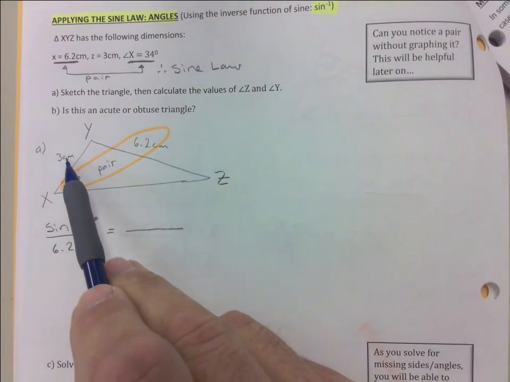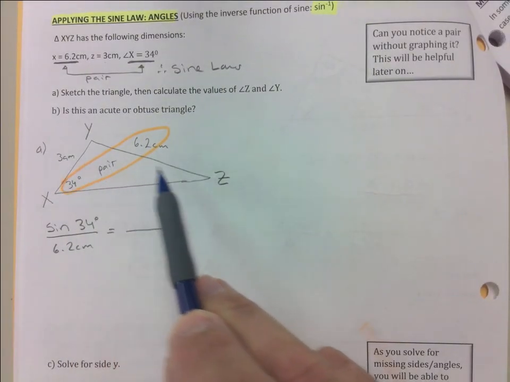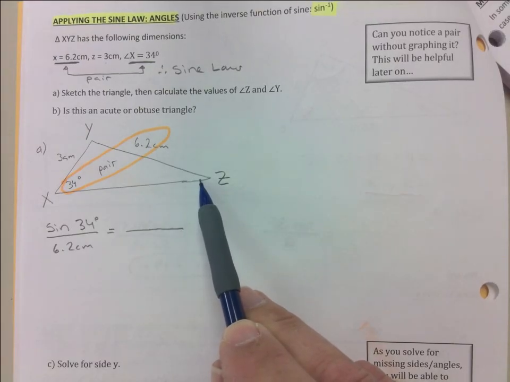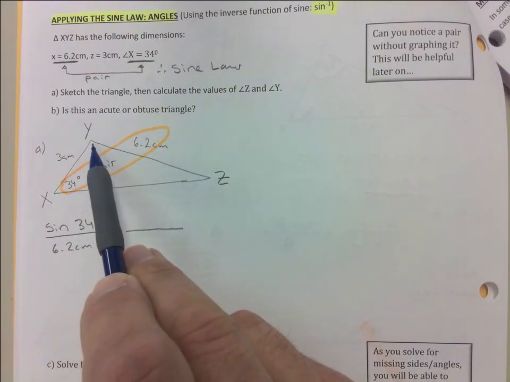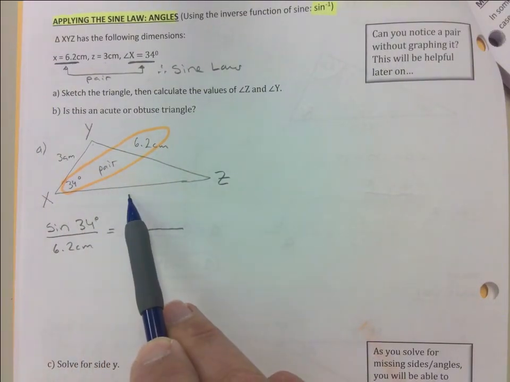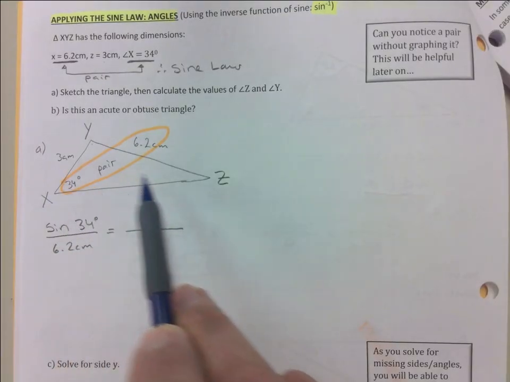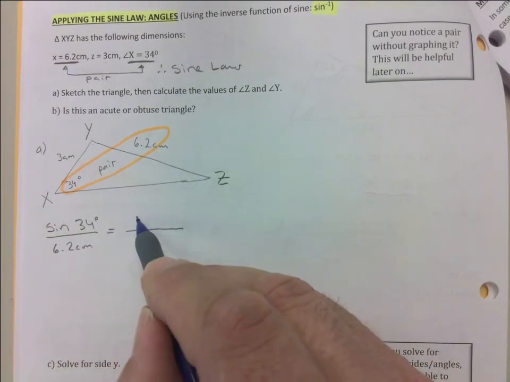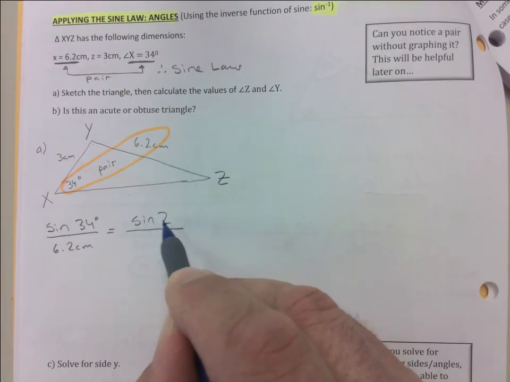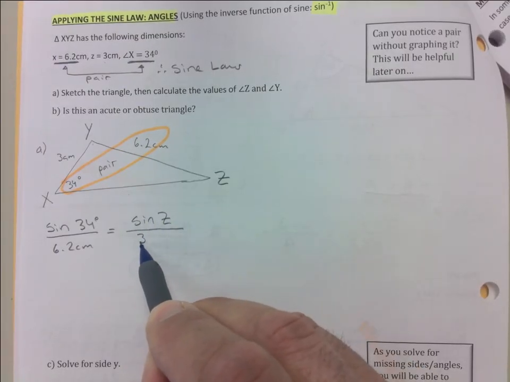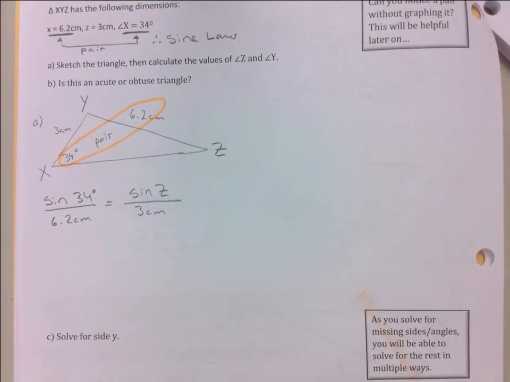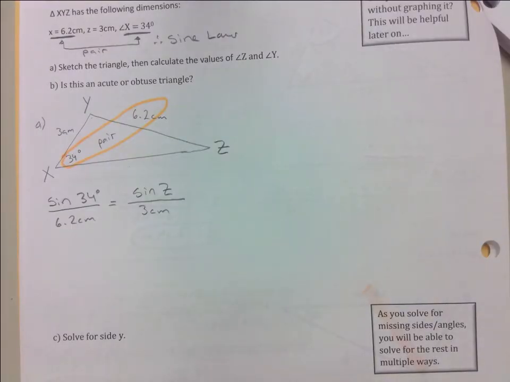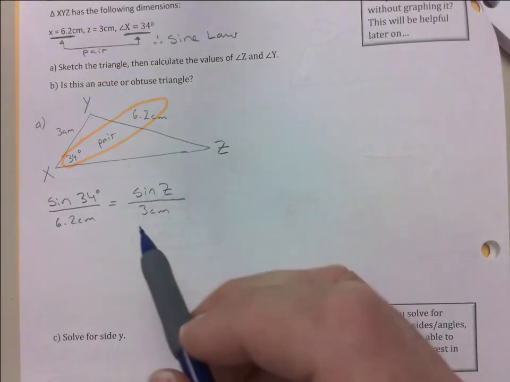If you have this side, then this is the only angle you can solve for right now. You always need things across from each other, because angle Y doesn't have the side yet across from it. So this is the only one that makes sense. So sine of Z over 3 centimeters. And this is still proportional reasoning. That's how sine law is unique.